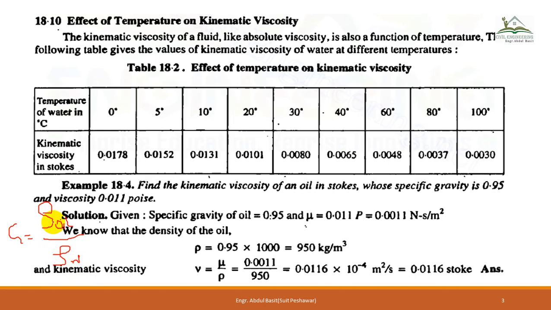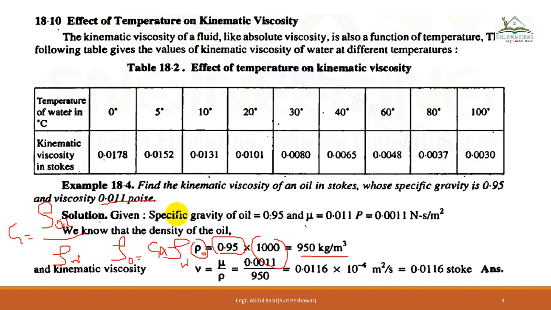So if you want to find the density of oil, it is simple: the density of oil will be equal to the specific gravity G multiplied by the density of water. From here you can see the specific gravity multiplied by the density of water will be equal to the density of oil. Here it is. This will be the density of oil for which you want to find the viscosity or kinematic viscosity, and viscosity is given in poise.